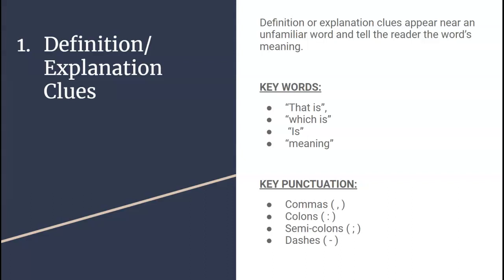And then there's also some punctuation that can show you that maybe a definition or an explanation clue is coming up. And that's going to be commas, colons, which are these two dots on top of each other, semicolons, or dashes. And again, we're going to look at some examples of that in just a second, but please make sure you have all the notes copied that you need from this slide before you move on.